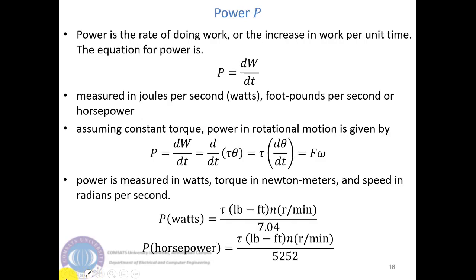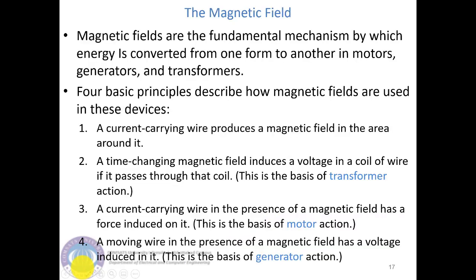Then we defined the power, and we said that the rate of change of work is known as power. We know W is equal to tau theta, and then we can define power as P equal to tau omega. It means how much torque we are applying and how much its velocity is. So we can find power in watts using this relation, and power in horsepower using this relation, if we are given the torque and the rotational speed in rpm.